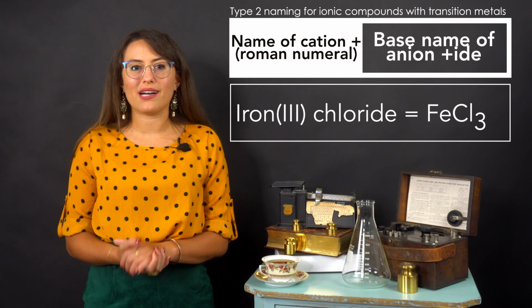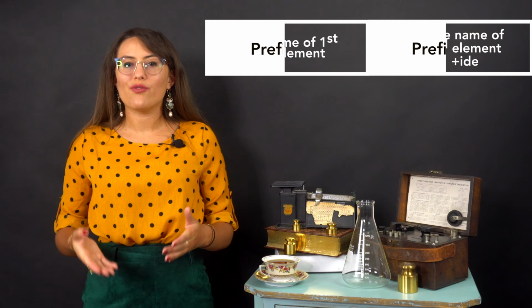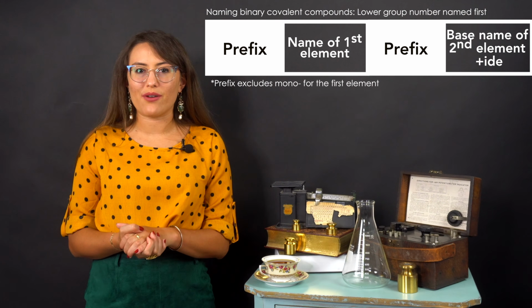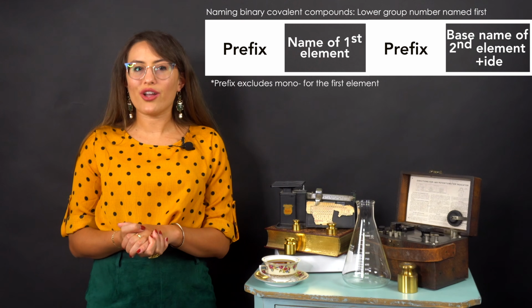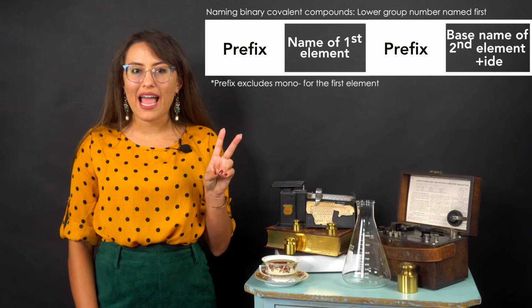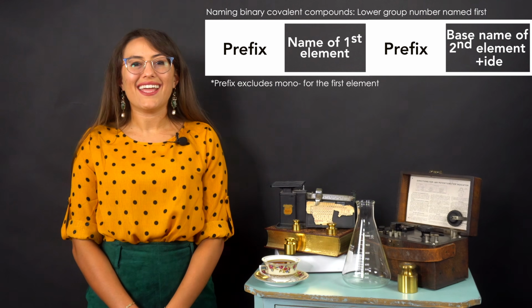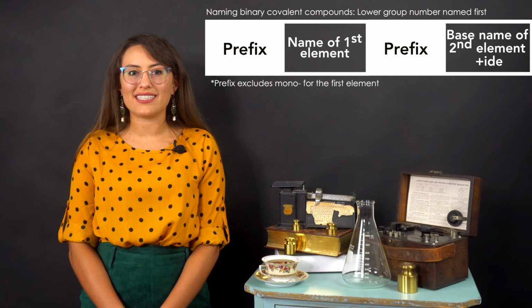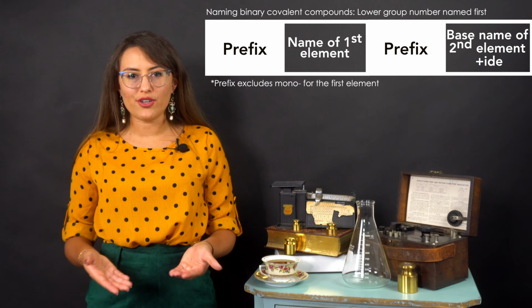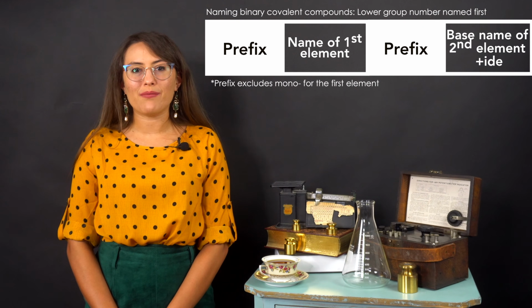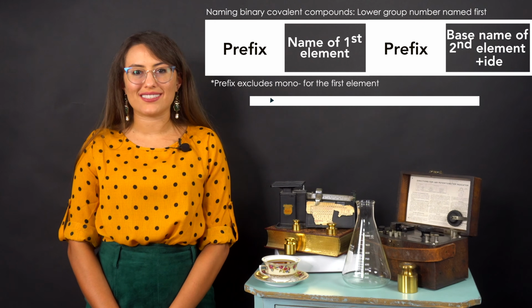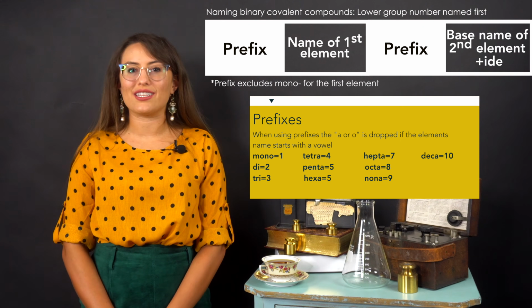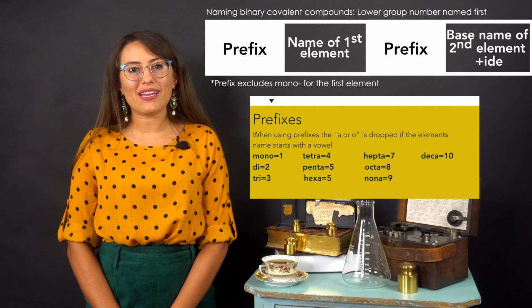For covalent compounds, the naming rules are slightly different. For now, we are going to focus on binary covalent compounds, which are covalent compounds with 2 different elements covalently bonded. In these cases, the element that has a lower group number is named first. If there are more than one atom of this element, we use prefixes such as di, tri, tetra, penta, and so on to indicate how many there are.